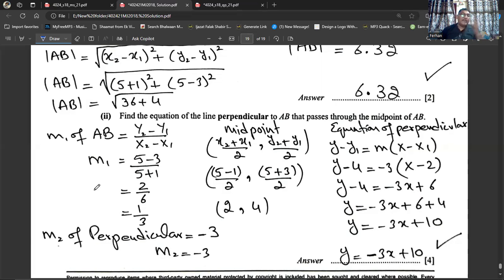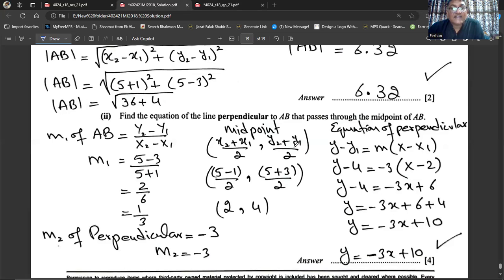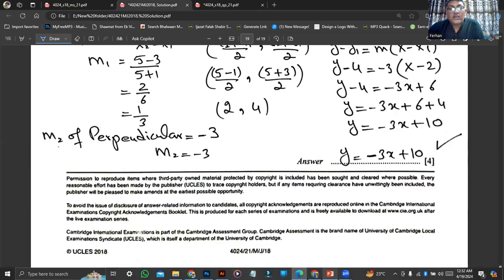The formula for finding the equation is y minus y1 equals to m bracket x minus x1. So I'm going to use this point 2 comma 4 and the gradient of the perpendicular which is minus 3. Just substitute those values with the x1, y1, and the m. So y minus 4 is equals to minus 3 bracket x minus 2. So y minus 4 is equals to minus 3x plus 6. Y will be equals to minus 3x plus 6 plus 4. And y will be equals to minus 3x plus 10. So the y is equals to minus 3x plus 10. Let's check. This is the equation, sir. Our answer is right. Hopefully you understand.